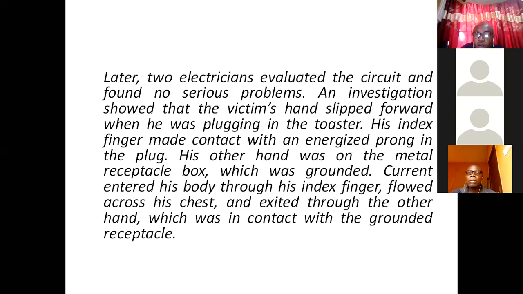Later, when they called evaluators in, 2 electricians evaluated the circuit and found no serious problem. An investigation showed that the victim's hand slid forward while he was plugging in the toaster. His index finger made contact with an energized prong in the plug. The other hand was on a metal box, which acts as a ground. The current entered his body through the index finger, flowed across his chest, and exited through the other hand, which was in contact with the ground receptacle.